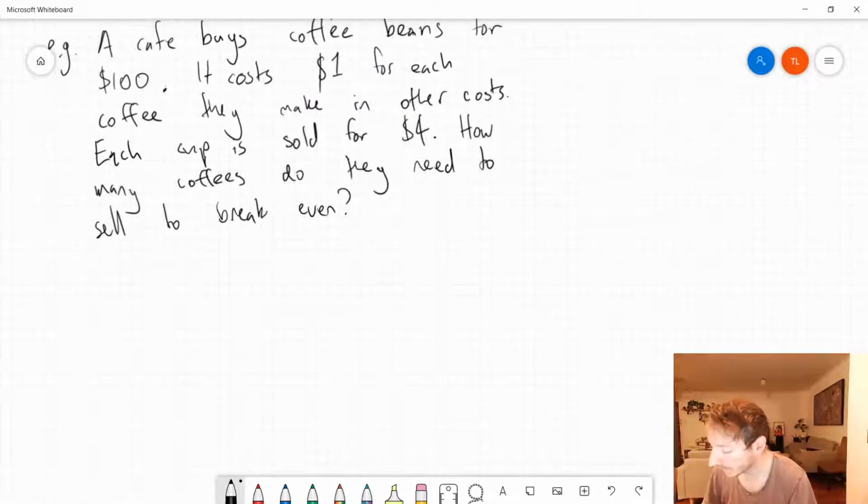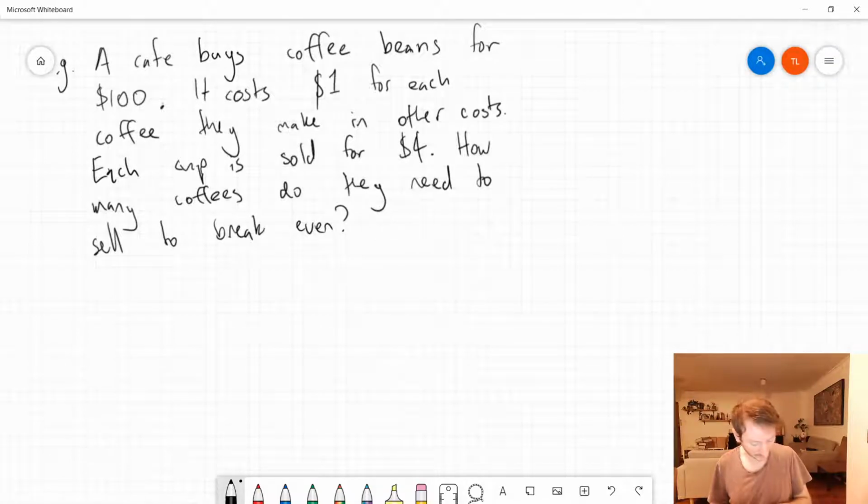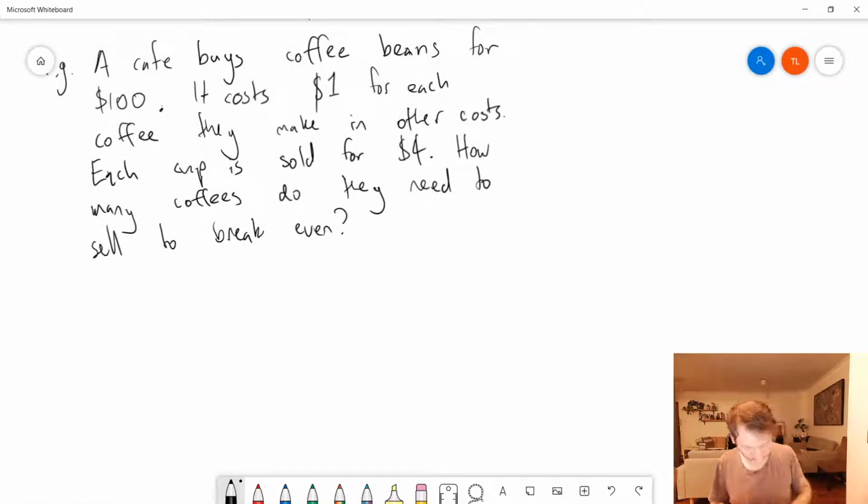Now, a lot of these questions, if not all of them, let me just quickly check. The level 3 questions don't. But they either give you the graph or they give you the equation. So I'm going to go through how to find the equation, but you only need to do that in the level 3 questions. So they bought beans.